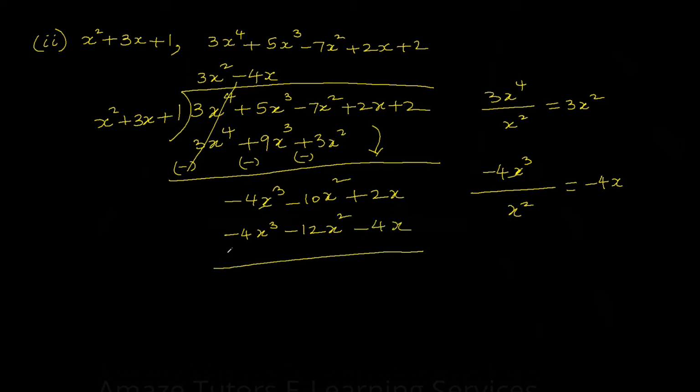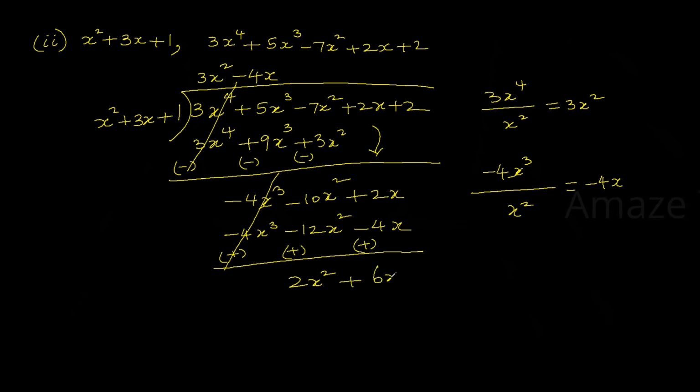Now change the signs again. Plus, plus, plus. Negative 4x cubed plus 4x cubed getting cancelled. Negative 10x squared, positive 12x squared. So positive 2x squared. Now 2x plus 4x is plus 6x. Now bring this down. Plus 2, the next term of the dividend.